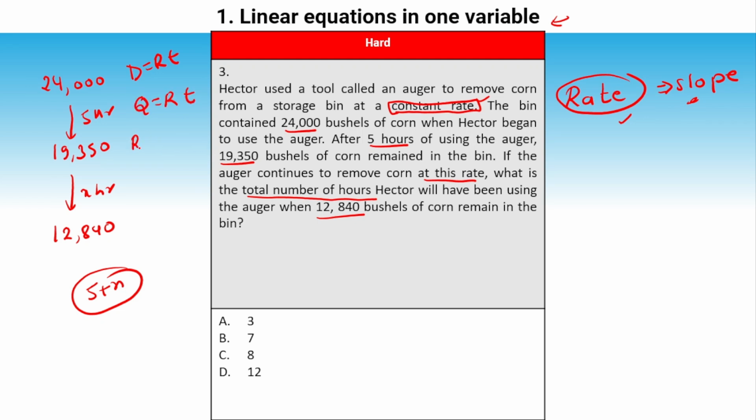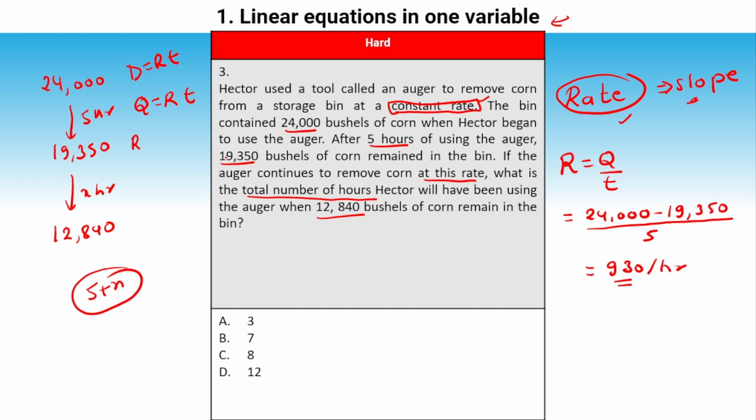So let's find the rate. Let me find it here on the right side. Rate equals quantity by time. So how much quantity was removed? Initially it was 24,000, then at the end, after 5 hours, it becomes 19,350, and the time he worked was 5 hours. If you solve this, you'll get 930 bushels he removed per hour. So this is his rate.